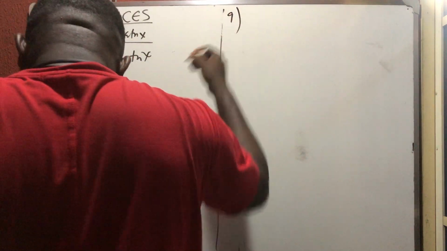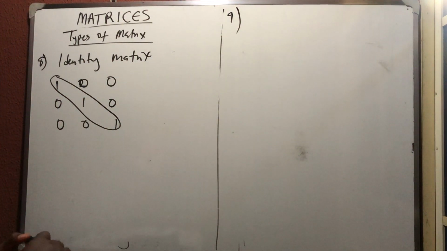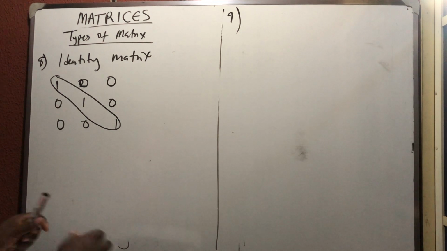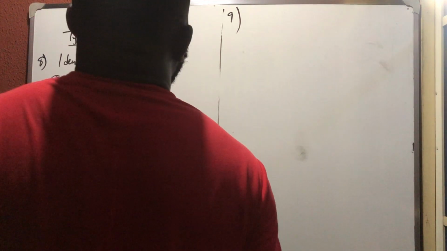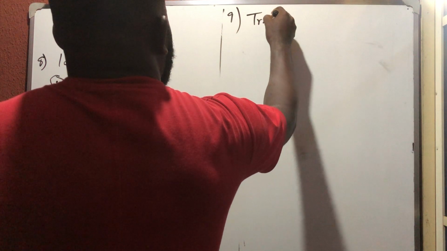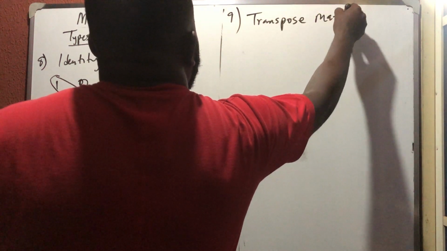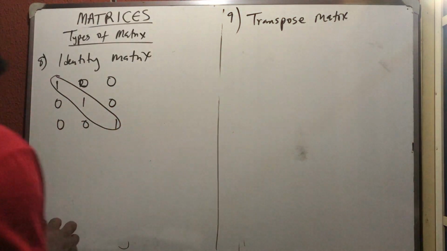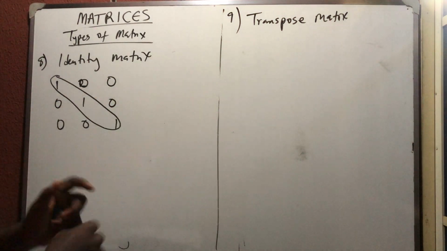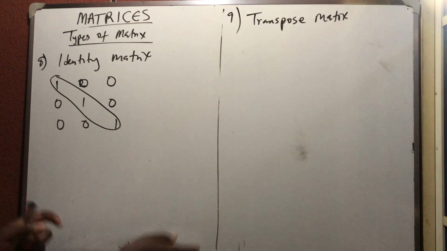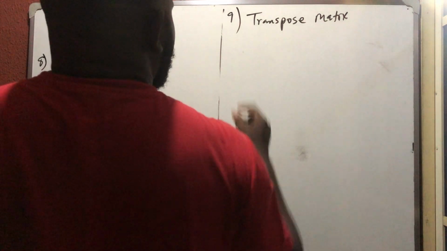Okay, so the next one we'll look at is number 9: the transpose of a matrix. Then we look at the symmetric, and then the skew matrix. So the next one is transpose. Now a transpose matrix is simply turning the row into a column, or the column into a row, something like that. Let me use an example.